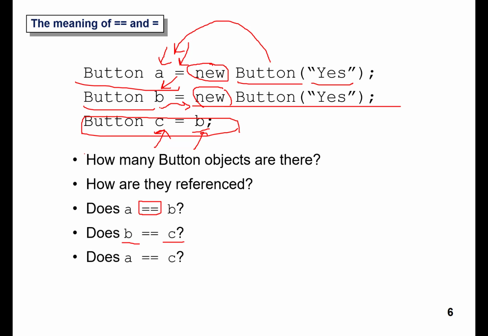And I've got a final question here. Does A equal C? And the answer is no. A and C are pointing to completely different objects sitting in different locations within memory.